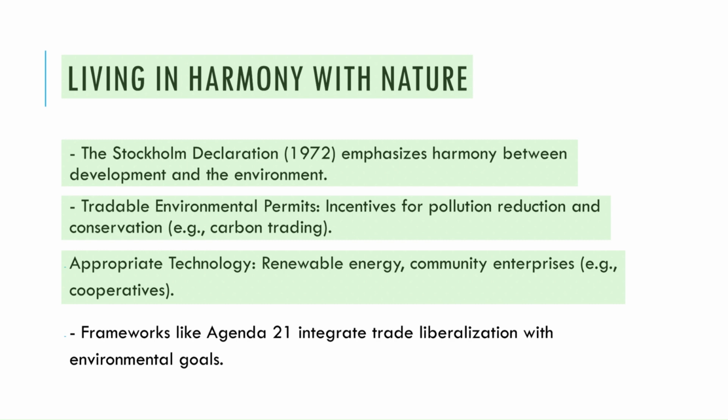Renewable energy systems, community-owned enterprises, and innovations tailored to local contexts exemplify this principle. For example, Gandhi's charkha isn't just a spinning wheel, it's a symbol of self-reliance and sustainable practices. And the last one is global governance. Frameworks like Agenda 21 aim to align trade liberalization with sustainability goals. By promoting equitable resource distribution and emphasizing environmental conservation, these frameworks provide a roadmap for harmonious global development.